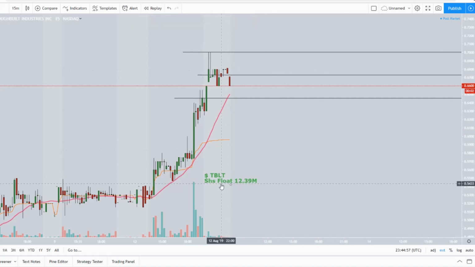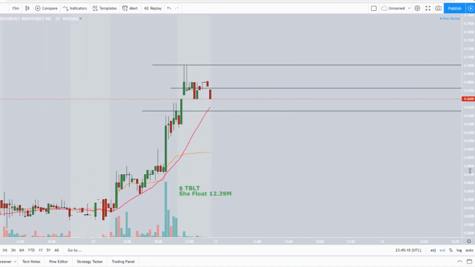Now, I do want to say the share float of this stock is 12.39 million, so it is below our optimum of 30 million or less. That's good. So it doesn't take that much volume to push this thing really high or really low, really fast, right? So that's what we want to see if we're looking for big volatile moves.